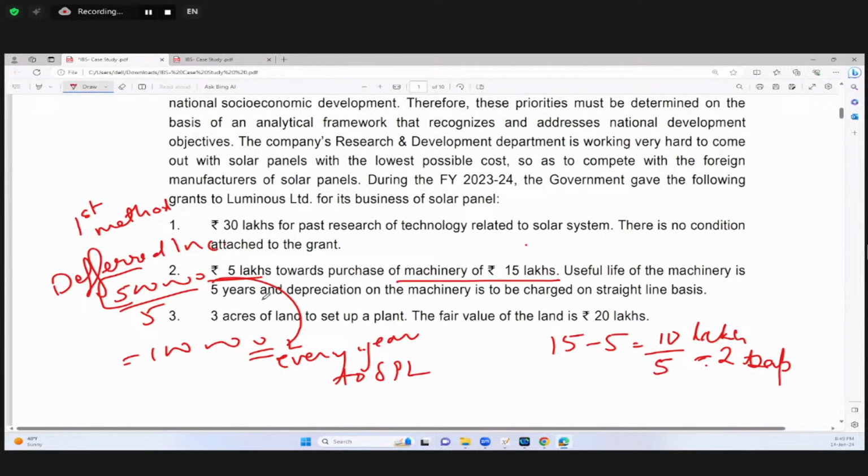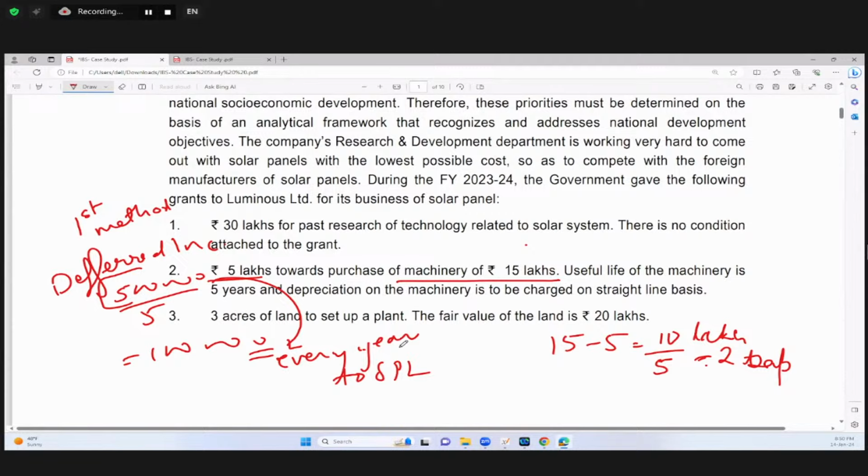Another way is that you recognize the asset at fair value. Earlier it was only at fair value. Ind AS 20 again says that you recognize the asset at fair value or recognize the asset at nominal value. And when you are recognizing at fair value, you have to see every year what the fair value is. But there is a second option given to recognize the asset at nominal value. So we can do both things. Since it is an asset free of cost, we can recognize it at nominal value.